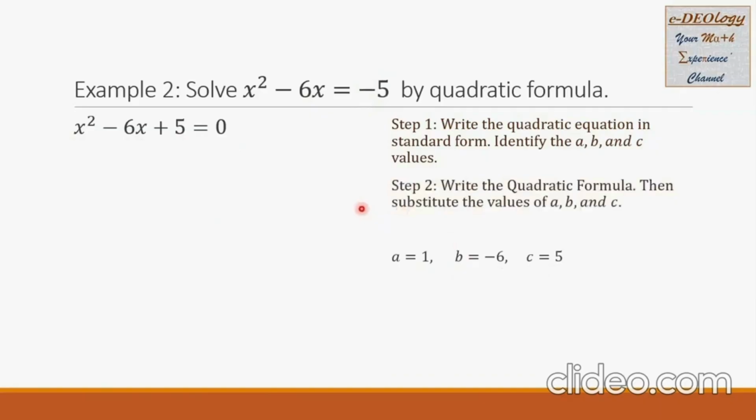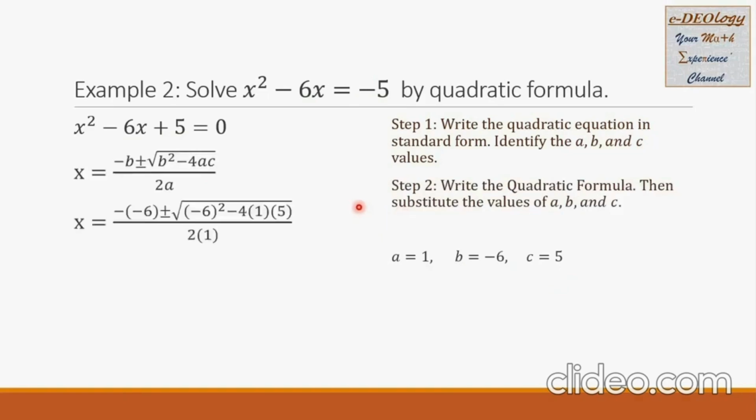Step 2, we go now to our quadratic formula. Then we will substitute the values of a, b, and c. So it's now negative of negative 6 plus or minus the square root of the square of negative 6 minus the constant 4 times a, which is now changed into 1, times c, which is now changed into 5, all over 2 times a, and a is 1. Step 3, let us simplify.